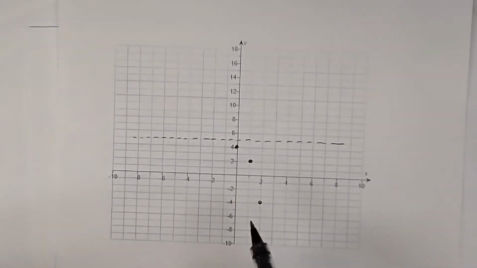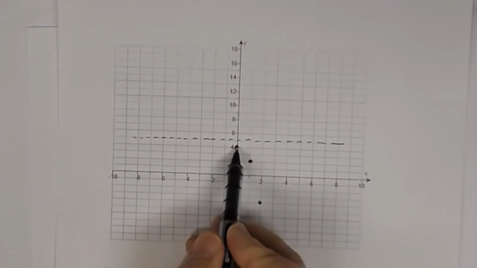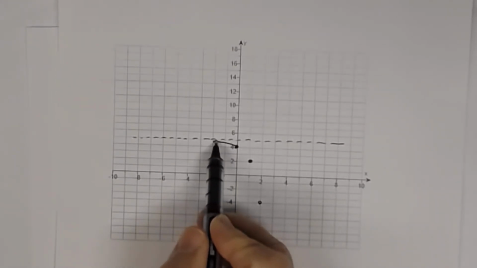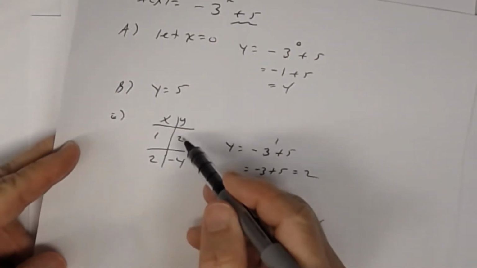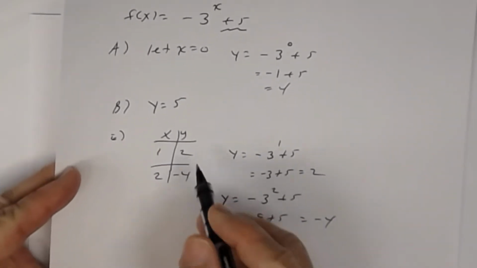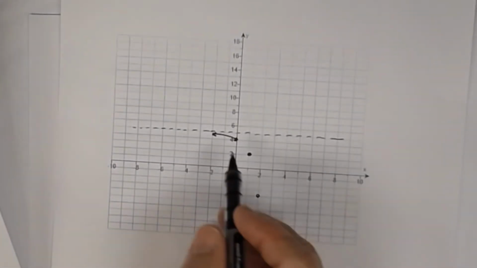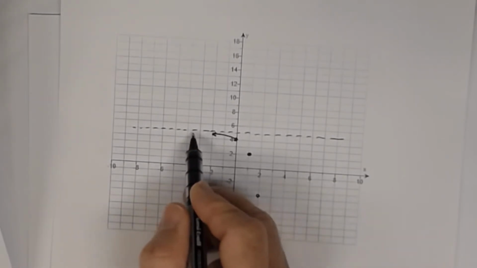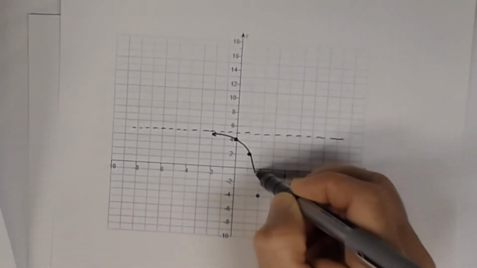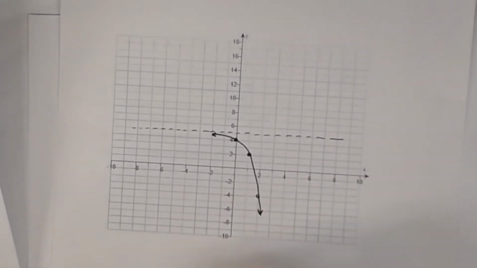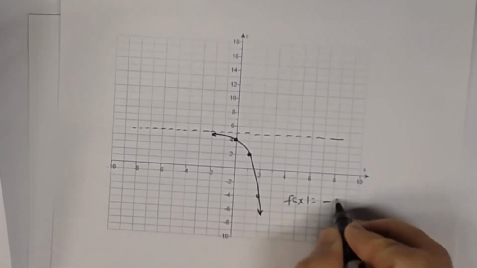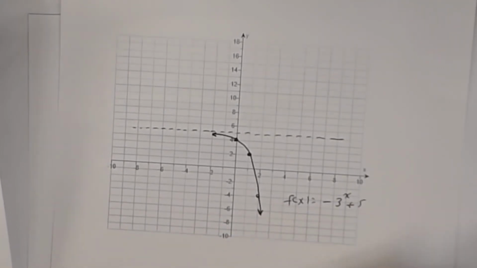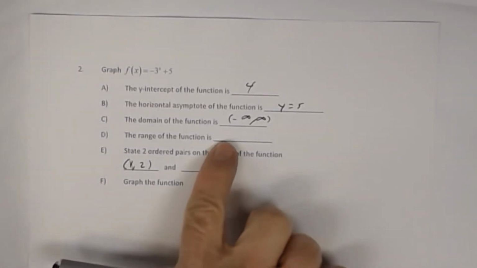And so we can graph this now. So the graph, remember, on this side is going to go towards the horizontal asymptote without touching it, because remember these y values will never be the horizontal asymptote. It gets closer and closer to negative 4. I'm sorry, negative 5, excuse me. And on this side, it falls rapidly. So there's the graph. This is the graph of f of x equals negative 3 to the x plus 5.